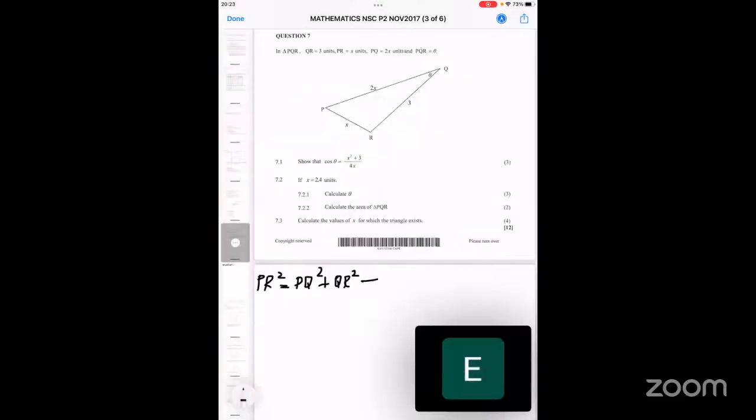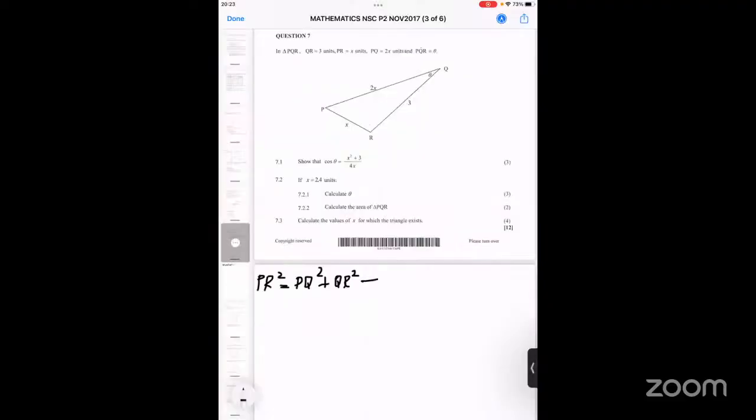Sir, we can't see your screen. Oh, my screen disappeared. Yes, sir. Oh, okay. Okay, I think now it's sharing. Okay, then it's fine.